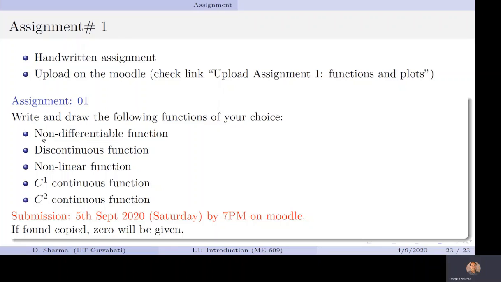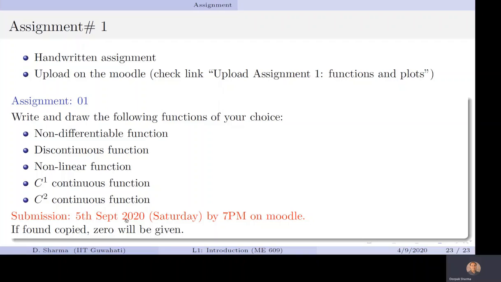For example, a non-differentiable function. Modulus of x is a non-differentiable function. Similar to that, you have to think of some function which is non-differentiable, at what point it is non-differentiable, and you have to plot it. Similarly, a discontinuous function, where it is discontinuous, and you have to plot it. For a nonlinear function, you have to think about what is a C1 continuous function, what is a C2 continuous function. Think about it, write it and plot it.